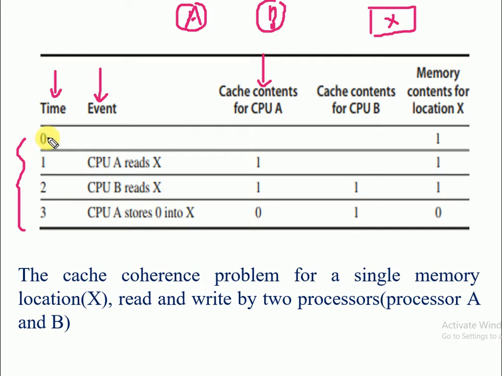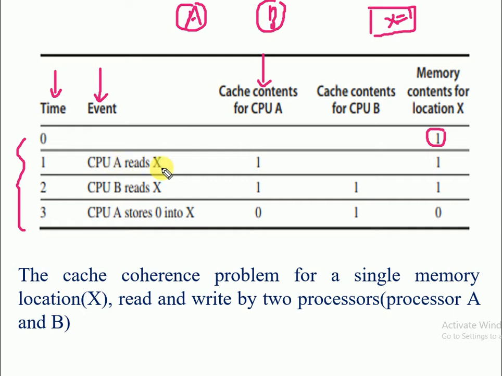At time 0, no event happens. We have the value 1 in the memory location. H has the value 1 in the memory location. Initially we have that value there. Now at time 1, CPU A reads H.